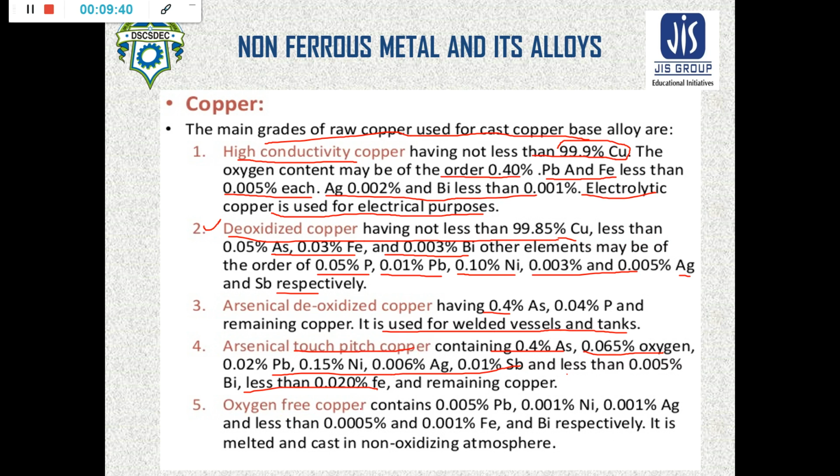In case of oxygen free copper, it contains very less amount of lead, nickel, silver, and small amount of iron and bismuth respectively. How is it formed? Oxygen free copper can be formed by melting and casting in non-oxidized atmosphere. So these are the main grades of copper.